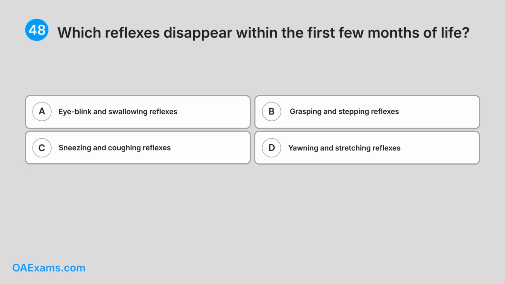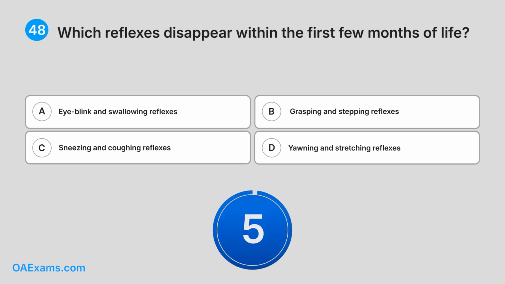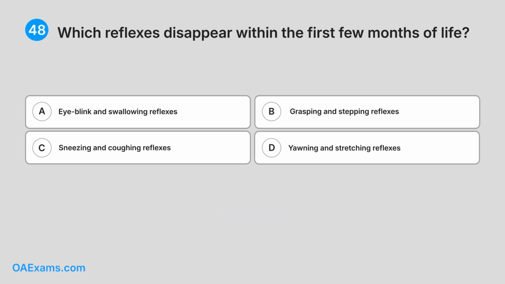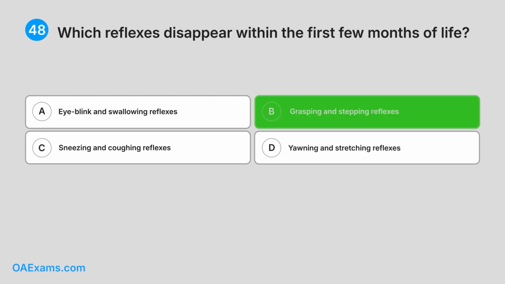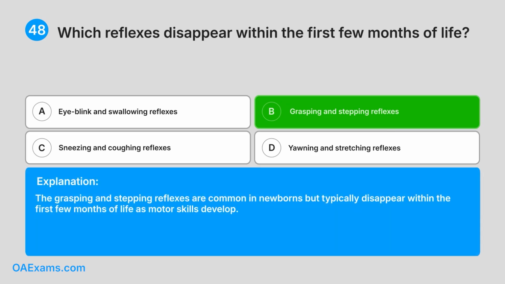48. Which reflexes disappear within the first few months of life? A. Eye blink and swallowing reflexes. B. Grasping and stepping reflexes. C. Sneezing and coughing reflexes. D. Yawning and stretching reflexes. Do you know the answer? Correct answer. B. Grasping and stepping reflexes. Explanation. The grasping and stepping reflexes are common in newborns, but typically disappear within the first few months of life as motor skills develop.